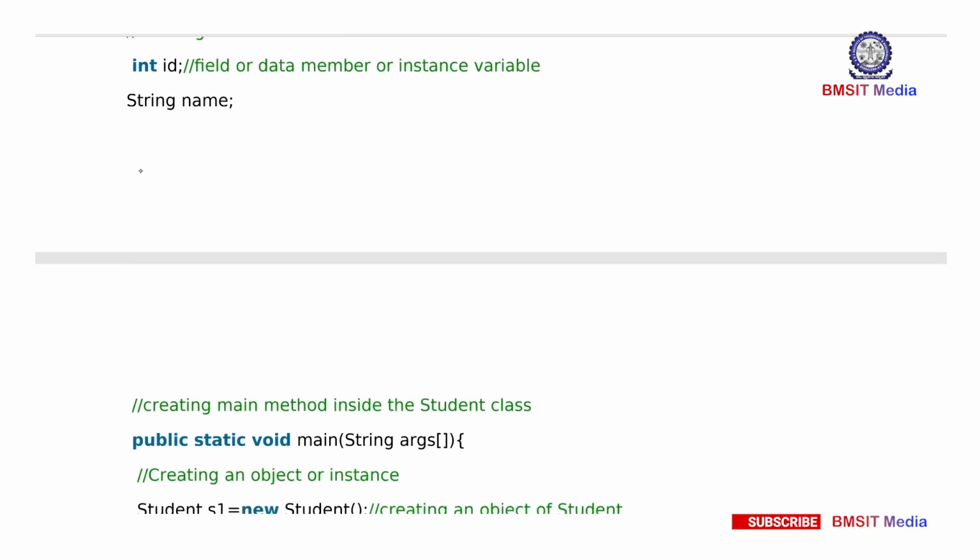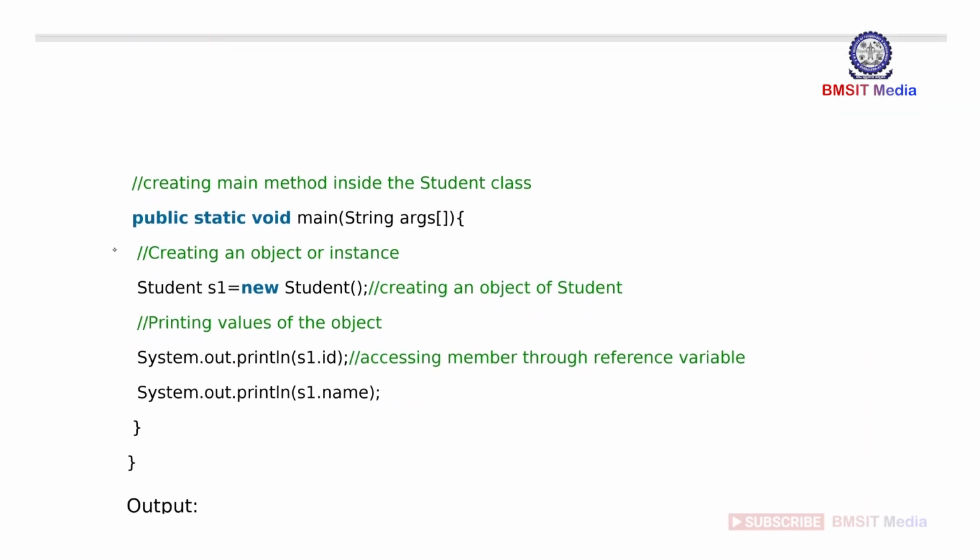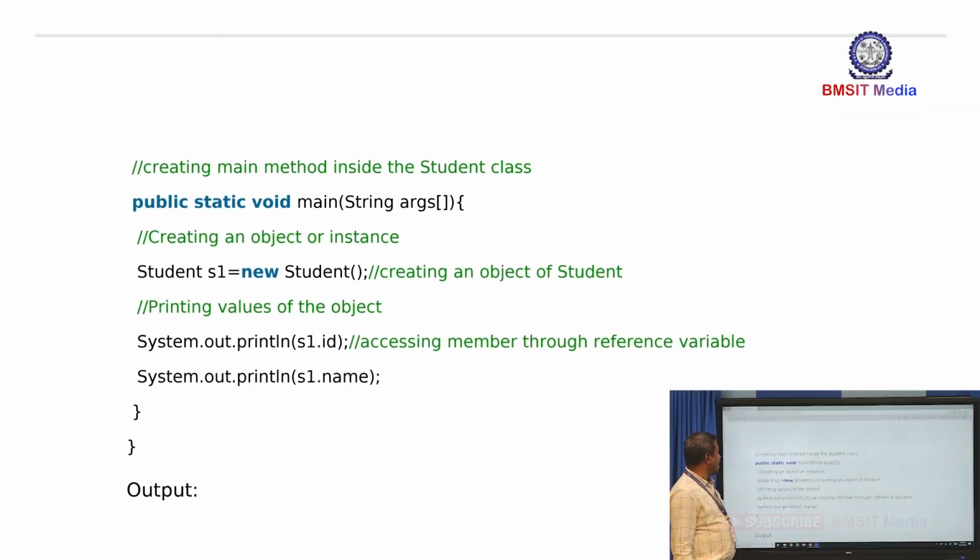With that we also have some method. Here we are writing a main method inside the student class to access those particular fields. In the main method, we are creating an instance of the object. How do we create an instance of the object? With the help of the new keyword, we can create an instance of the object.